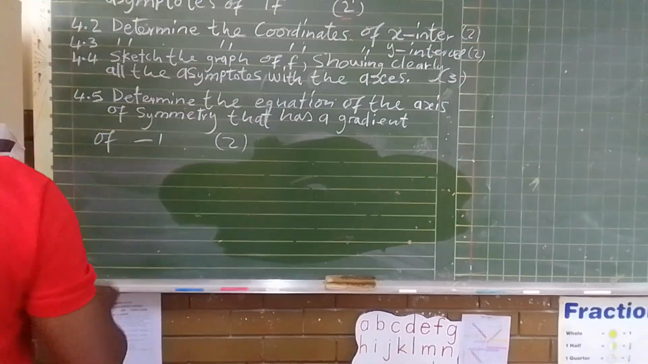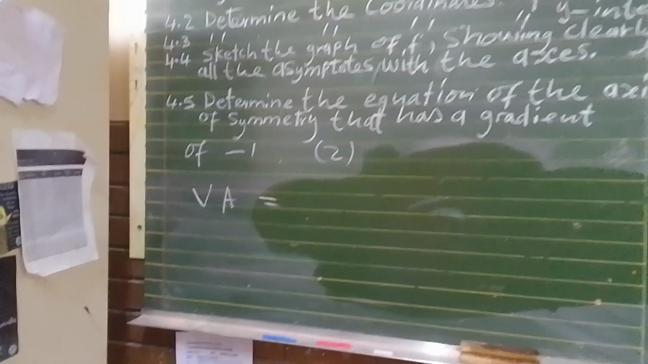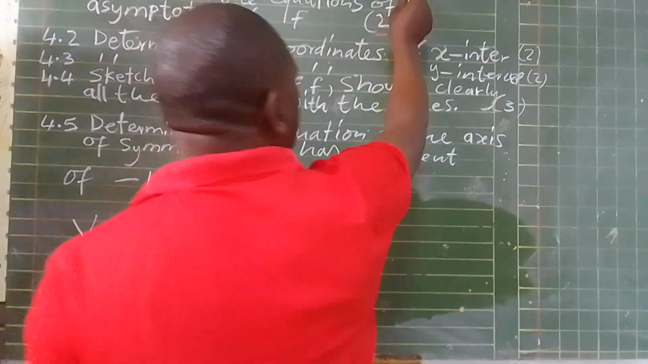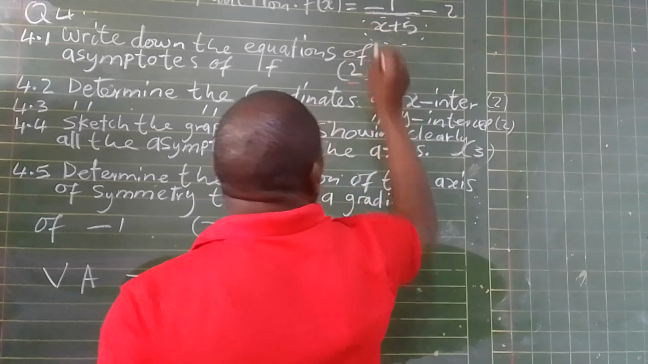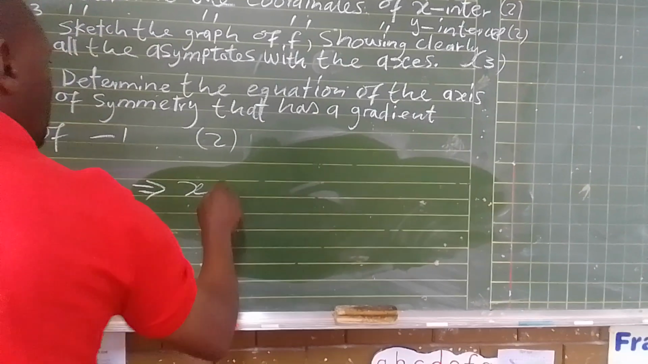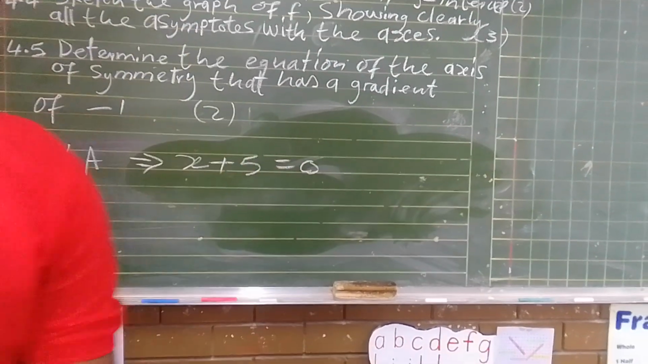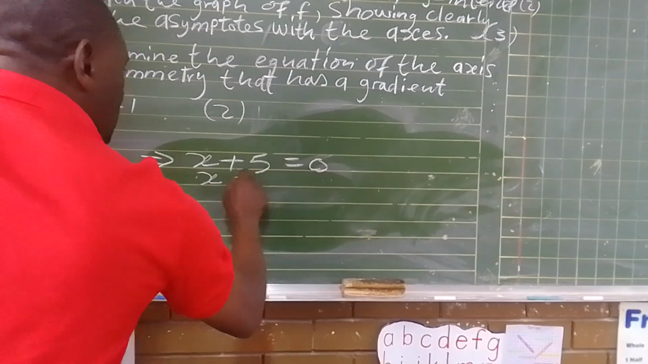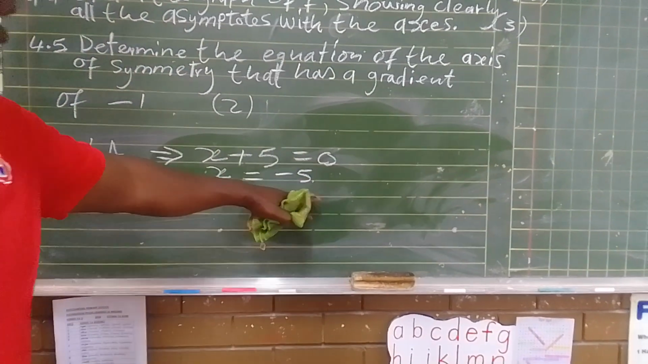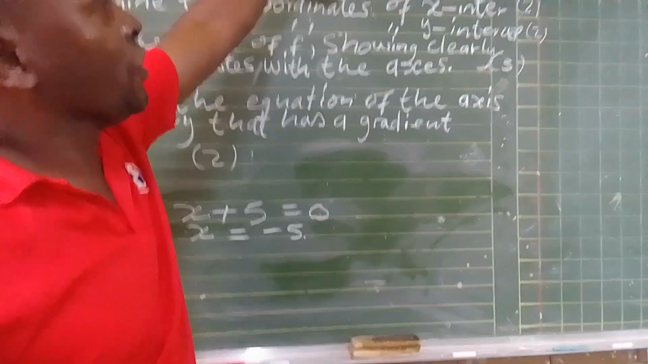Now, we start with vertical asymptote. The vertical asymptote is when we talk about x. Here is your vertical asymptote. x plus 5 is equal to 0. Then x is equal to minus 5. So at minus 5 is where it is a no-go area for our function f.